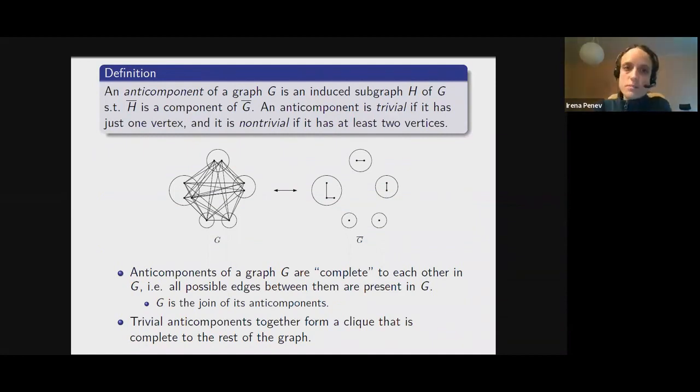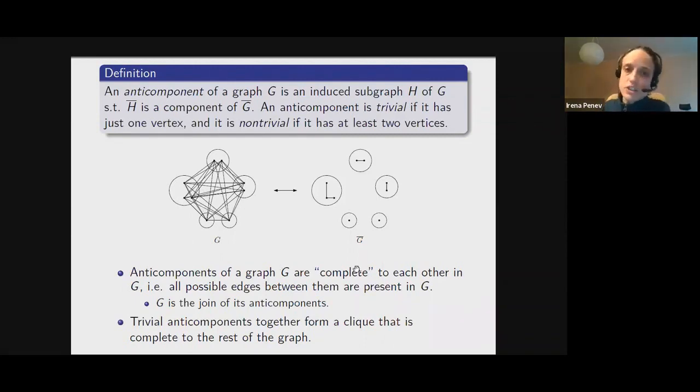The first thing that I'll need is the concept of an anti-component. And what's an anti-component? Essentially, that's a component in the complement. So what I have is something like this. I have a graph. Now take the complement, find its components. Here are the components. Go back to the graph. Well, those components correspond to the anti-components. Just as a graph is a disjoint union of its components, it's going to be the join of its anti-components. So we have these anti-components over here, and what happens with the anti-components? Well, they're all complete to each other, meaning you have all possible edges between any two anti-components.